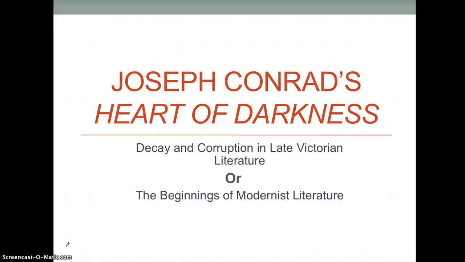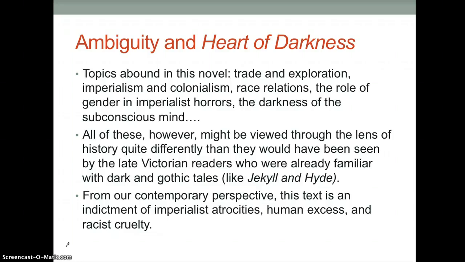Okay, we're going to talk about Joseph Conrad this week, and my subtitle should let you know how I feel about his work. I think that it represents late Victorian literature, but I think it also represents the beginning of modernist literature in terms of its ambiguity and its sense of disarray and the impending sense of something being wrong with imperialism. So let's talk about Heart of Darkness.